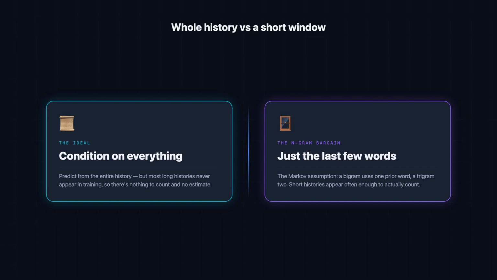So the model makes a clever bargain called the Markov assumption. Instead of the whole history, it looks at only the previous few words. A bigram uses just the one word before, a trigram uses the two before, and suddenly the histories are short enough that you actually see them often enough to count. You trade some memory for something you can estimate.